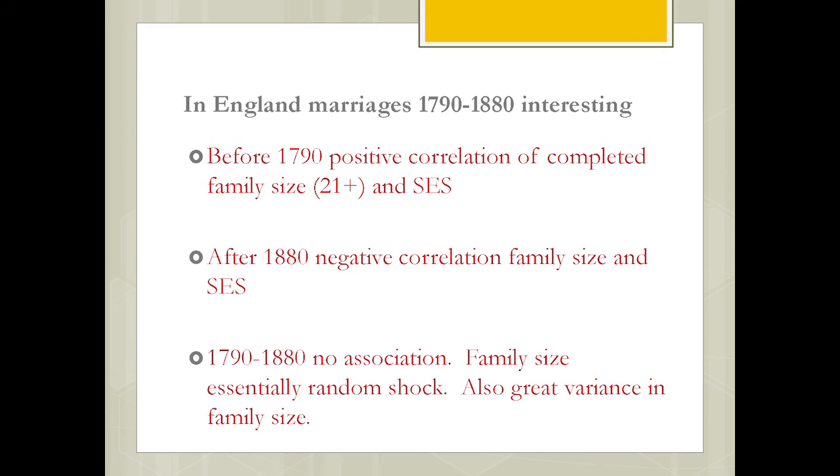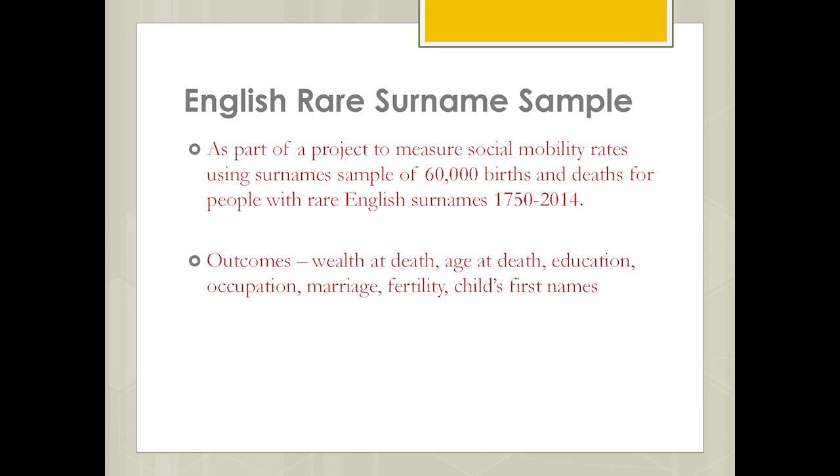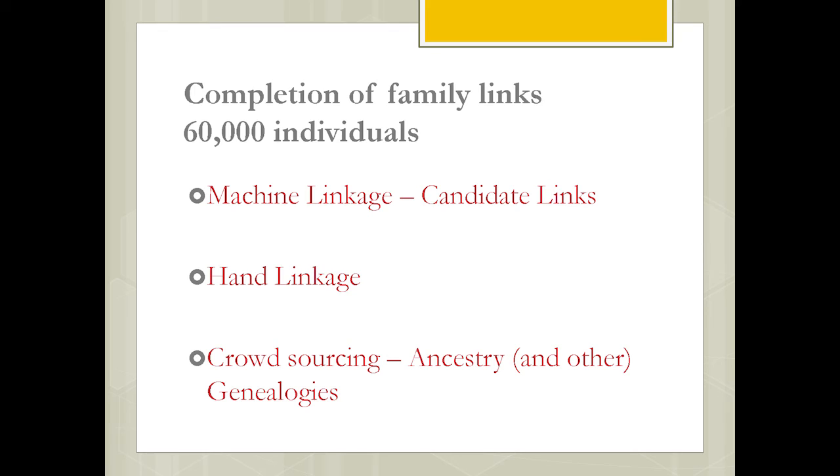And so as I say, using this rare surname sample, we can get information on wealth at death, age at death, education, occupation, marriage, fertility, children's first names. We can get all kinds of information on these families and on various aspects of status. And what we're trying to do is complete these individual linkages where we can get raw data on births, deaths, and marriages. And then we have to somehow link people together. And so we do machine linkage to get candidate links. And then, because of the vagaries of English spelling and of the recording of names, you have to do hand linkage.